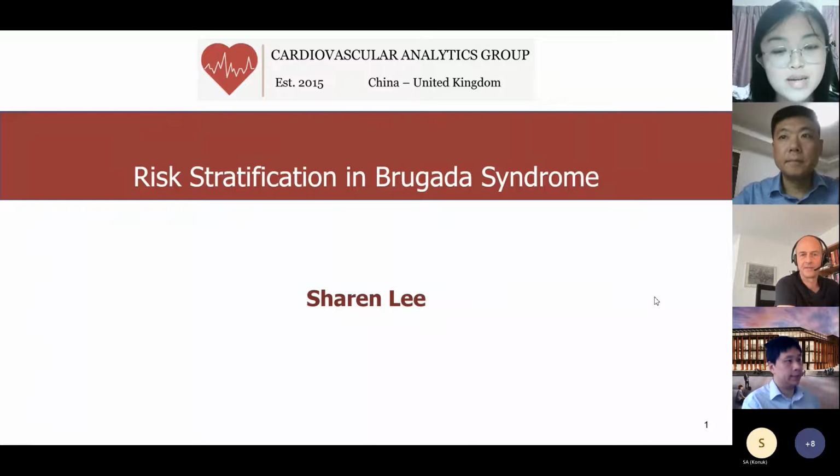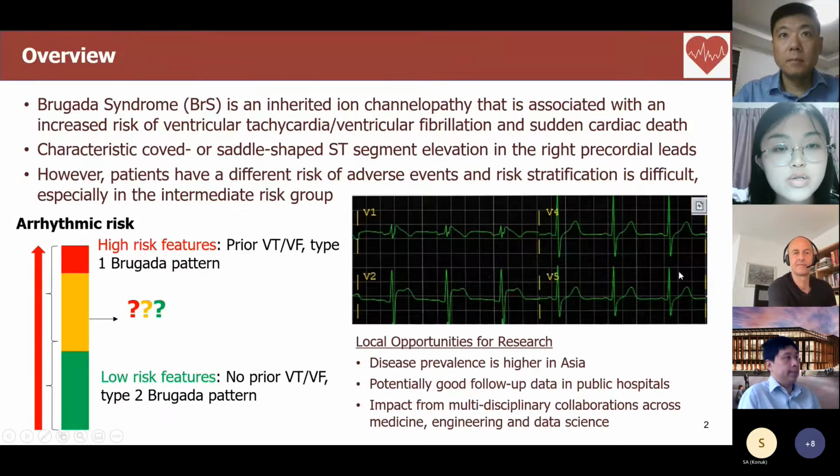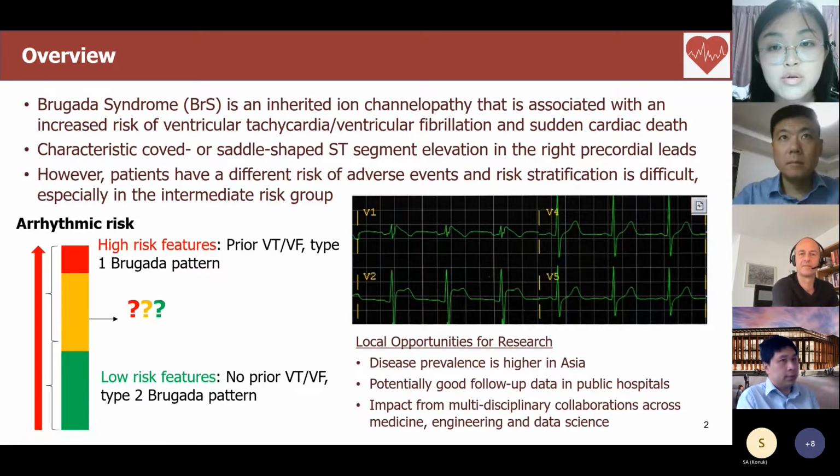Good evening, everyone. My name is Sharon, and it is my pleasure today to be presenting on risk stratification in Brugada syndrome. Brugada syndrome is an inherited cardiac ion channelopathy that is associated with an increased risk of ventricular tachyarrhythmia and ultimately sudden cardiac death. It is diagnosed by its characteristic coved or saddle-shaped ST segment elevation in the right precordial lead.